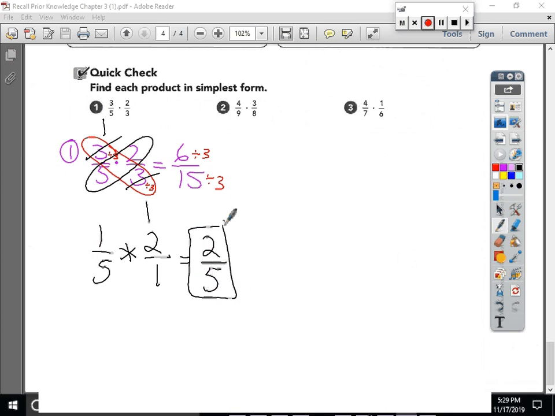And if you go back to our original problem, the way we had first tried it without cross simplifying, 3 goes into 6 2 times, because 3 times 2 is 6. 3 goes into 15 5 times, because 3 times 5 is 15. So either way will work for you. This idea of cross simplifying just cuts down on some really big numbers when the numbers get larger.